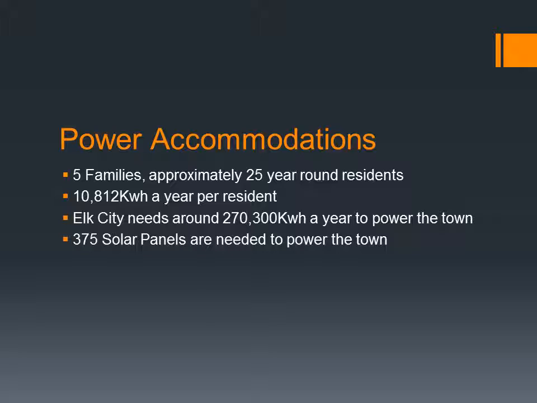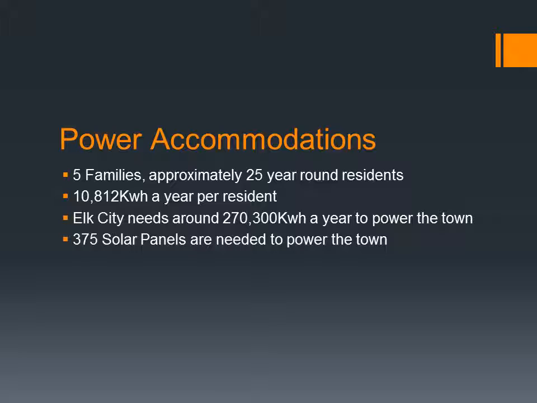When finding the best possible power source for a town, the power accommodations of the town must be taken into consideration. For Elk City, the amount of power necessary to power the town is dependent on the population and the energy consumption patterns of the citizens. According to the United States Energy Information Association, the average American consumer uses 10,812 kilowatt hours a year of energy, or about 901 kilowatt hours a month.